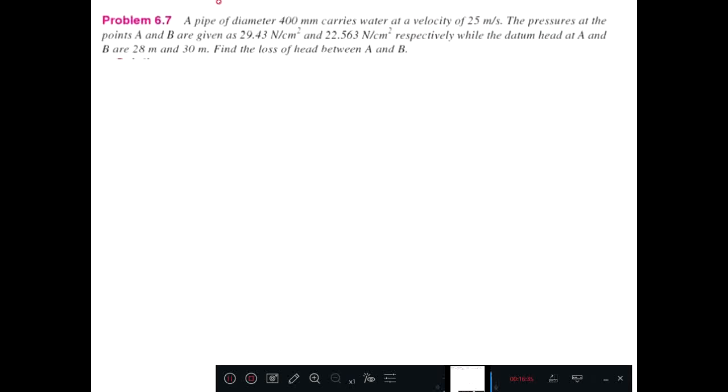So let us take the first problem for the real fluid. A pipe of diameter 400 mm carries water at a velocity of 25 meter per second. The pressures at points A and B are given as 29.43 Newton per centimeter square and 22.563 Newton per centimeter square respectively, while the datum heads at A and B are 28 meter and 30 meter. Find the loss of head between A and B. This is the statement of the problem.